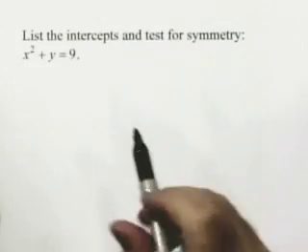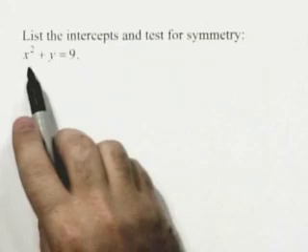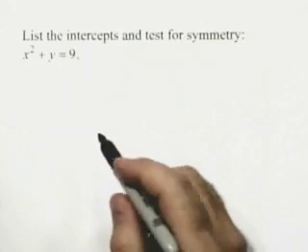In this problem, we're going to find the intercepts for the graph of an equation and then test the equation for symmetry. We want to list the intercepts and test for symmetry the equation x squared plus y equals 9.